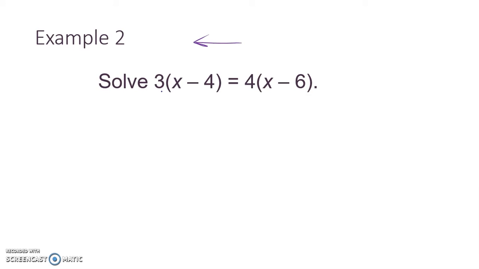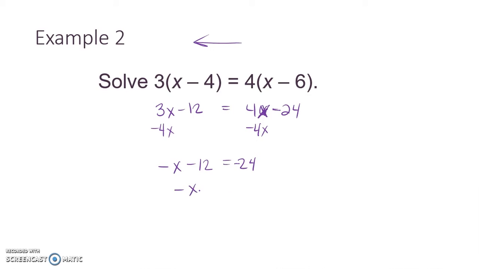So we're going to distribute just like we did before. We have 3x minus 12 equals 4x minus 24. And this time we're going to subtract 4x from each side. So now we have negative 1x, or negative x, minus 12 equals negative 24. So remember we have this minus sign here. And then we'll go ahead and solve our one-step equation.